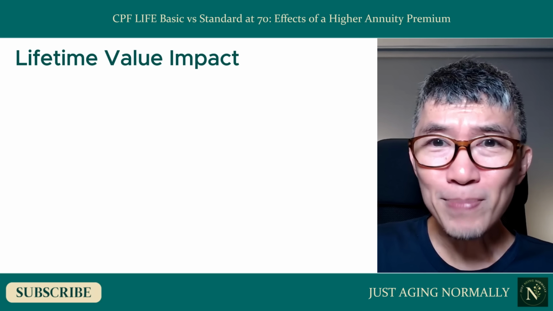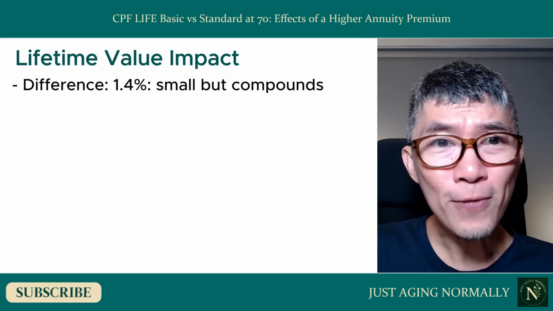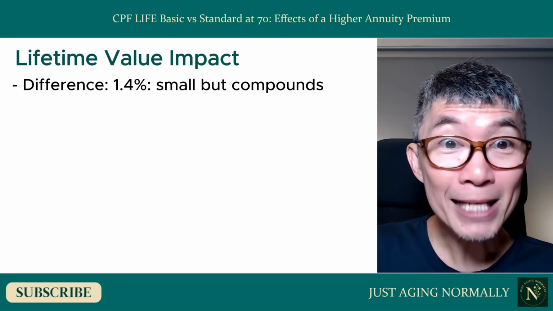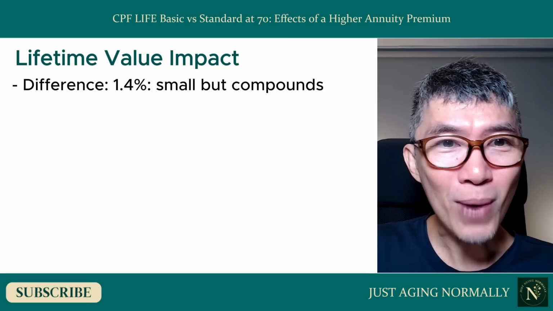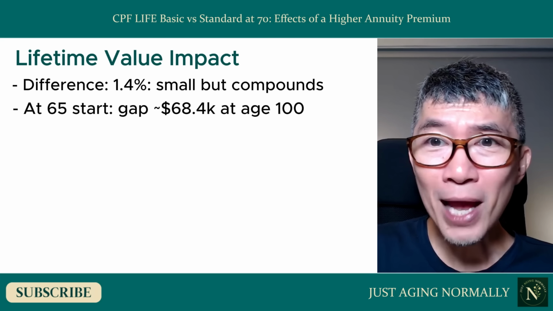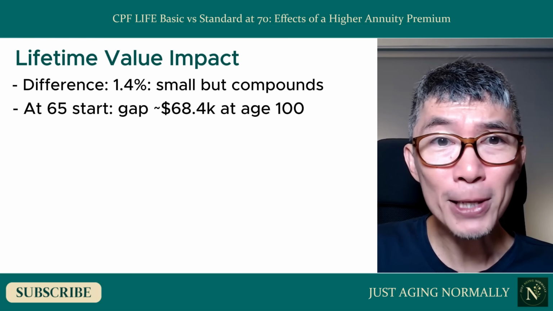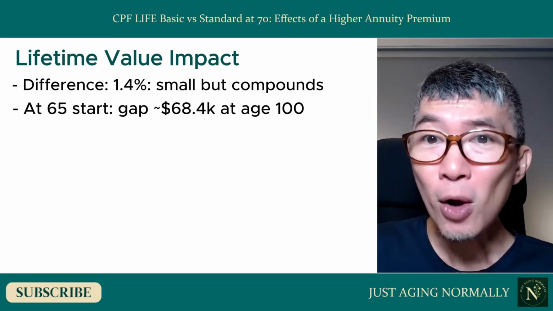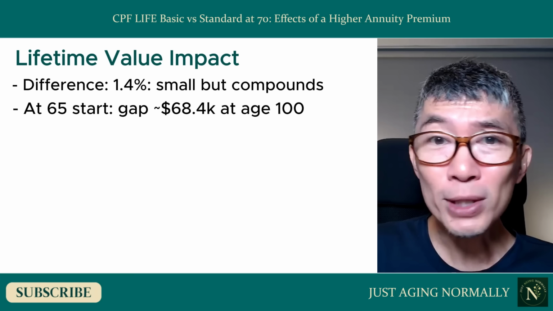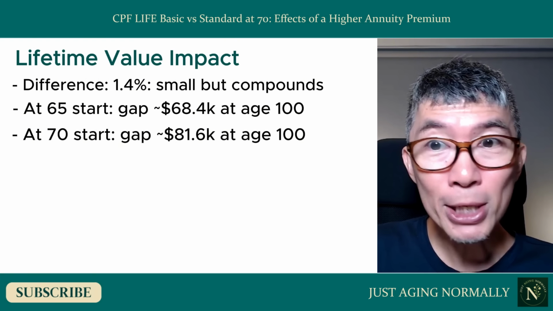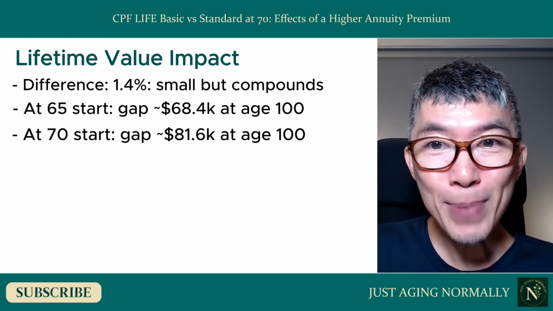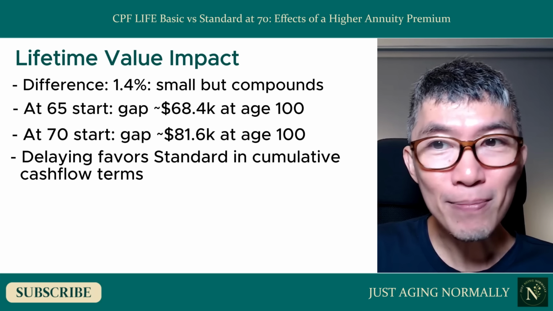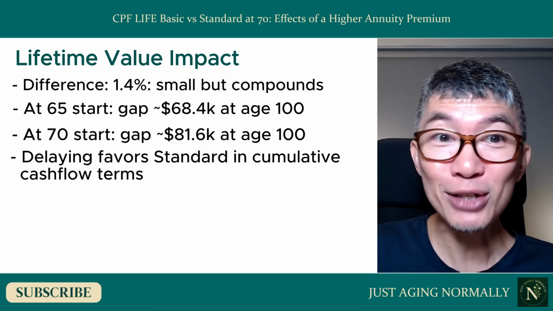A 1.4% difference sounds small, but over a long retirement, it adds up. You can see this clearly in the long run. At age 100, the lifetime value gap between standard and basic starting at 65 was about 68.4K. When both start at 70, that gap widens to about 81.6K. So delaying payouts favors the standard plan in cumulative cash flow terms.